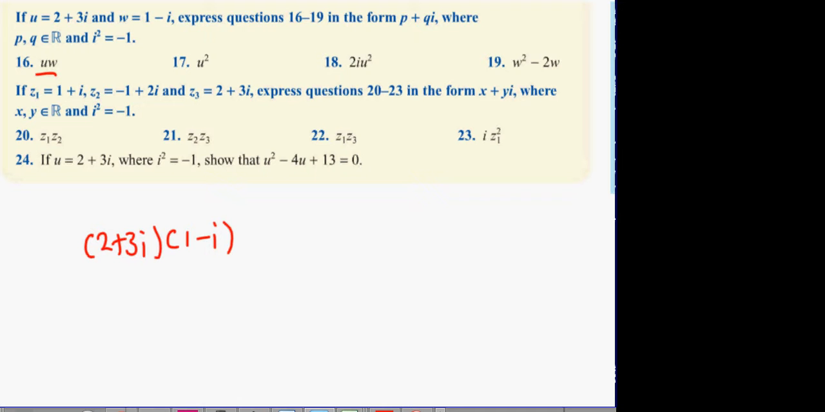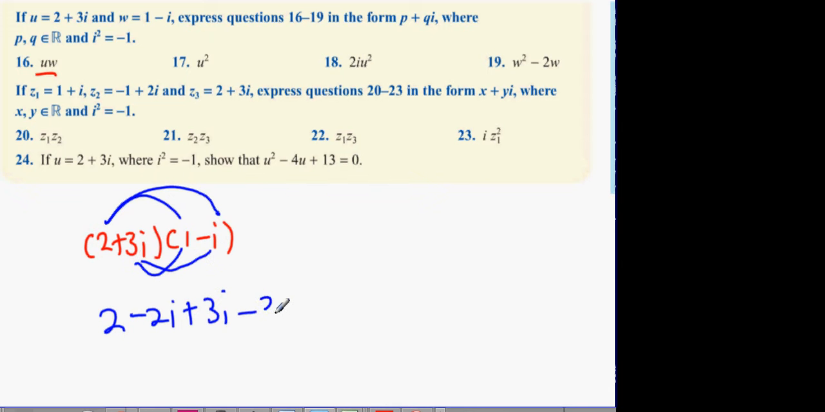Now to do this, what you've got to do is multiply it out. 2 times 1, 2. 2 times minus i, minus 2i. 3i times 1, 3i. 3i times minus i, minus 3i squared. This is exactly the same as algebra, with one difference. Anytime you see an i squared, you've got to change it to minus 1. So this here is now minus 3 times minus 1, which gives you plus 3.